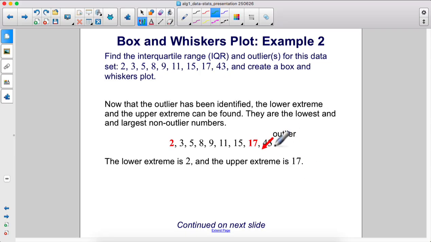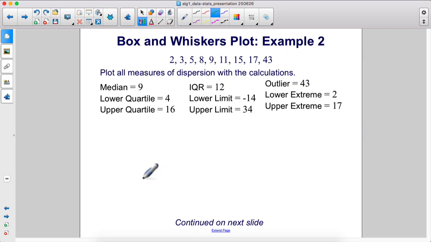Now that the outlier has been identified, the lower extreme and the upper extreme can be found. They are the lowest and largest non-outlier numbers. The lower extreme is 2, the upper extreme is 17. Now we plot all measures of dispersion, and we keep the outlier in there to figure out all of these measures of dispersion.